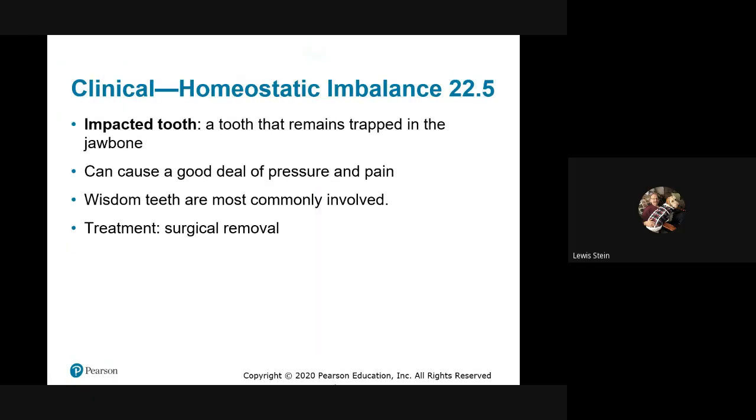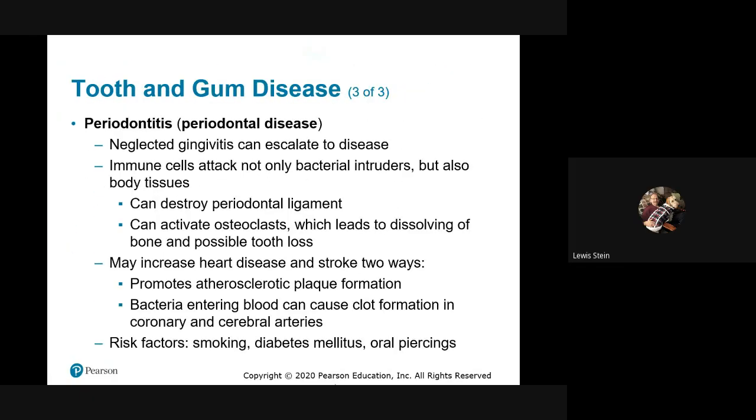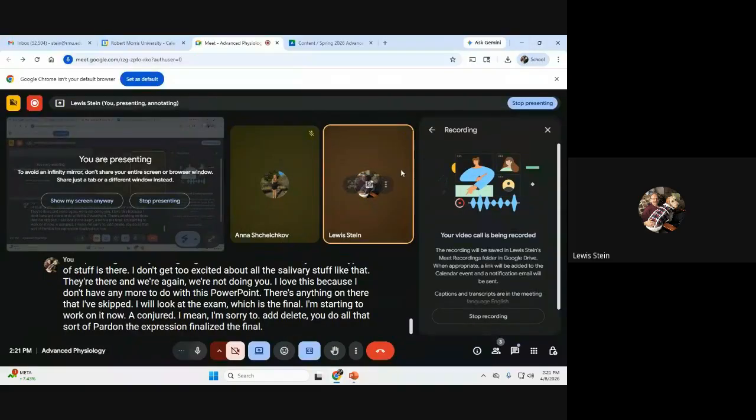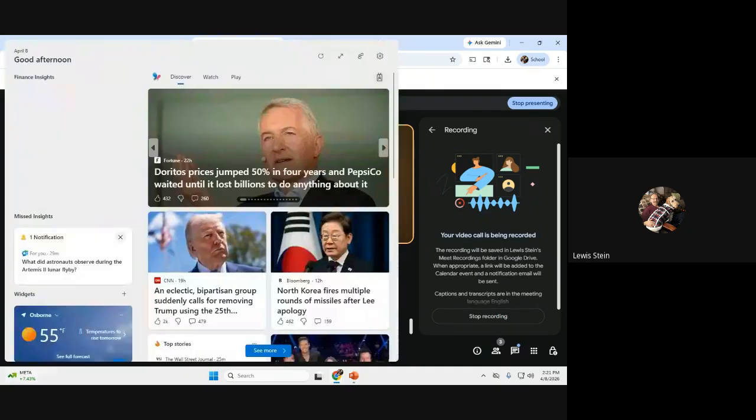I love this because I don't have any more to do with this PowerPoint. If there's anything on there that I've skipped, I will look at the exam, which is the final. I'm starting to work on it now. I started to add, delete, and, pardon the expression, finalize the final, I think it was yesterday.